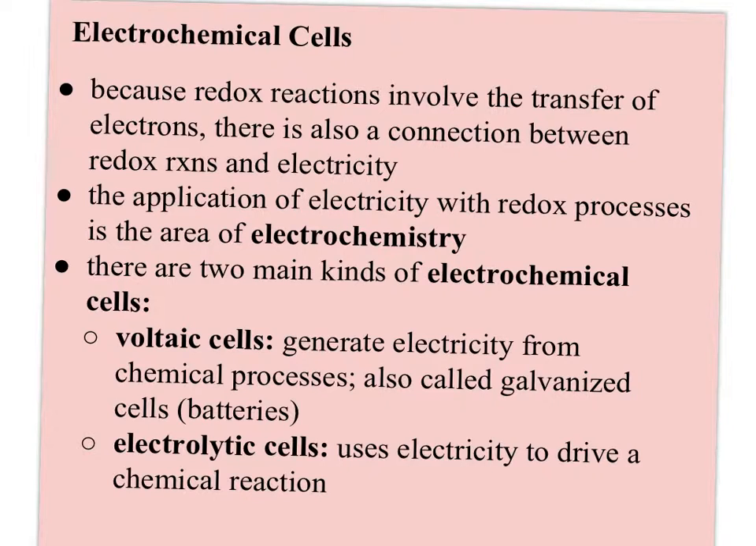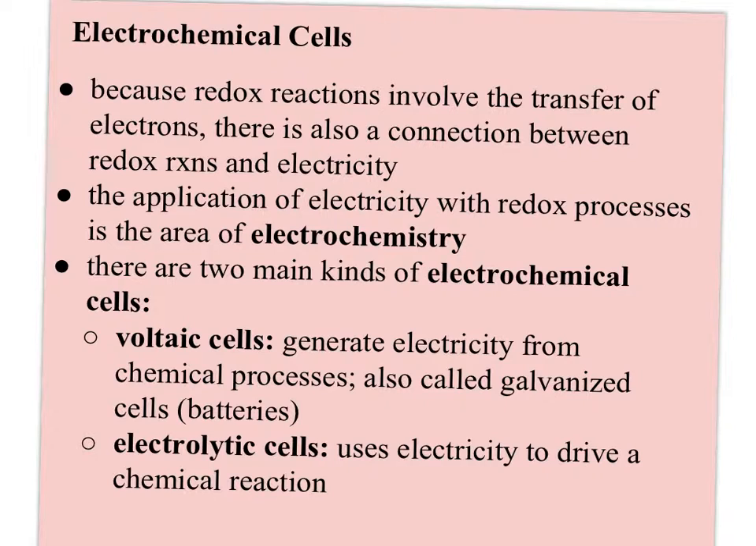The one we're going to look at in this video is Voltaic cells, and they generate electricity. Get it? Like voltage or Voltaic cells. So they generate electricity from the redox reaction going on, or the chemical process. They also have the name of galvanic cells, or what you more commonly think of as a battery.